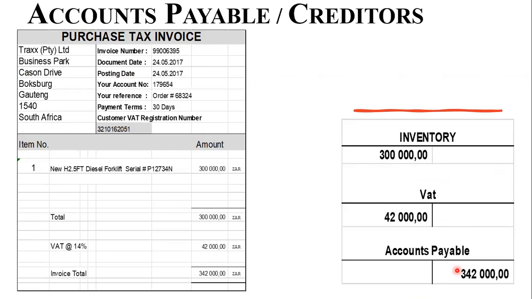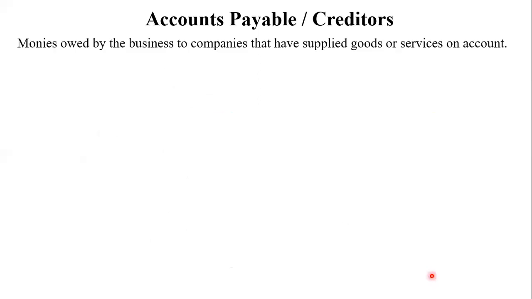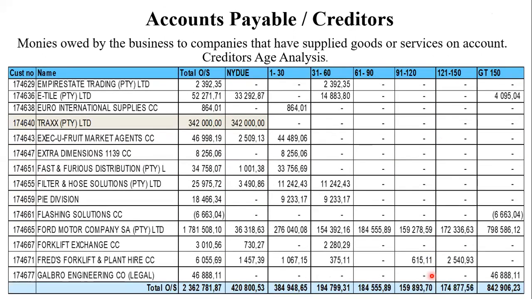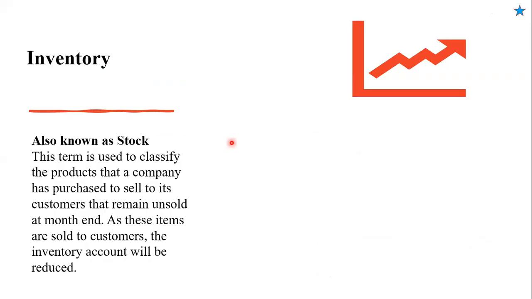Okay, accounts payable or creditors. Let's look at how this stock item is treated. The total of the cost goes to inventory. The VAT, 42,000, goes to the VAT account. And once again, it's going to be an accounts payable entry, all of this goes to the balance sheet. Okay, then we have the Creditors Age Analysis, and there you'll see the item as a payable.